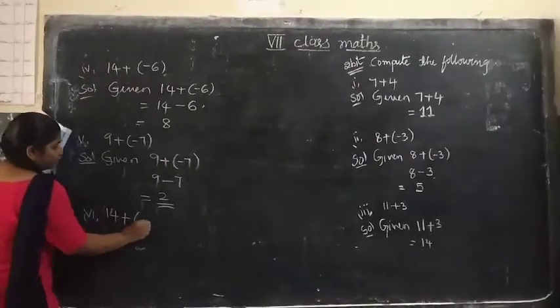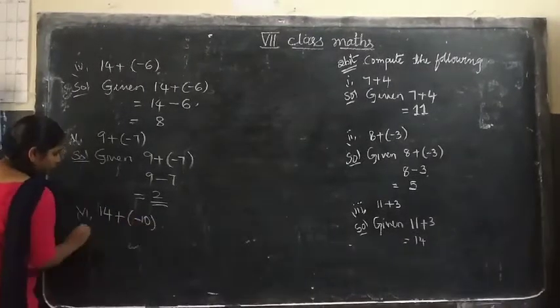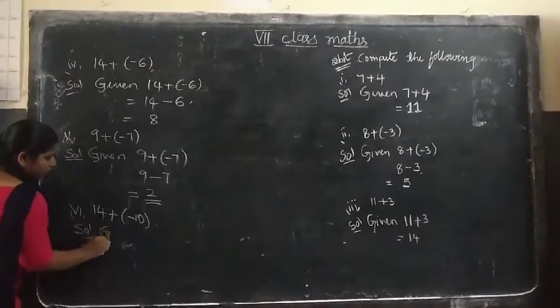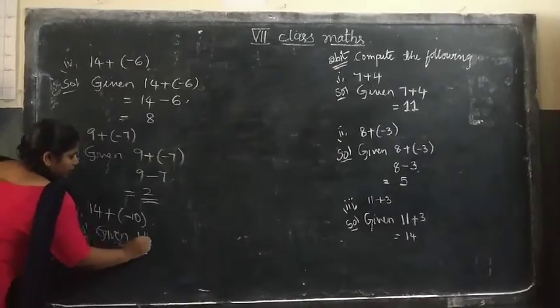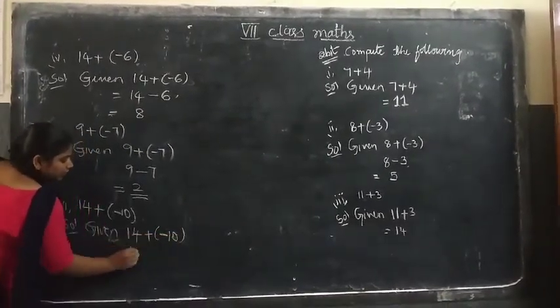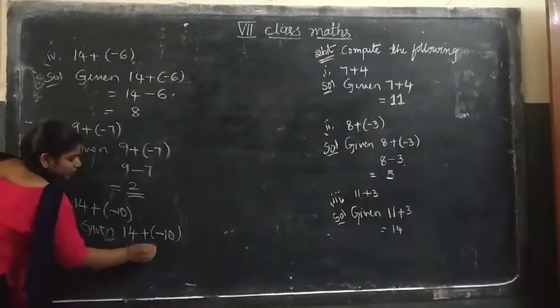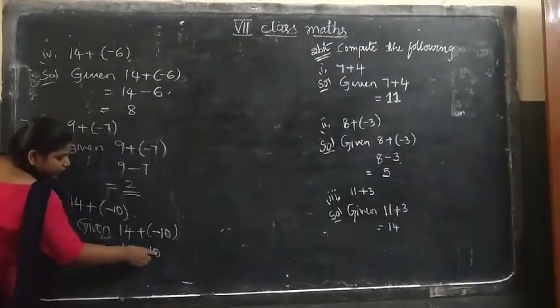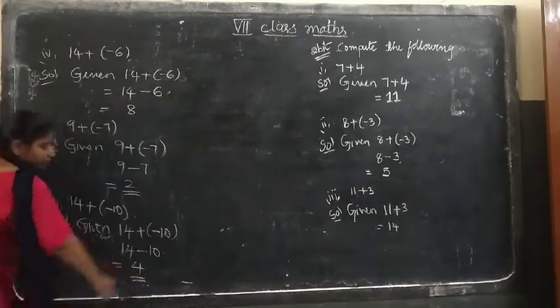14 plus of minus 10. Given 14 plus of minus 10, double sign we make into single sign. 14 plus into minus is minus 10. So 14 minus 10 is 4.